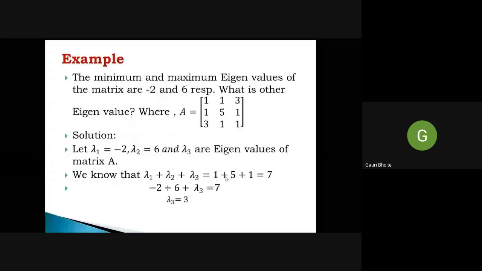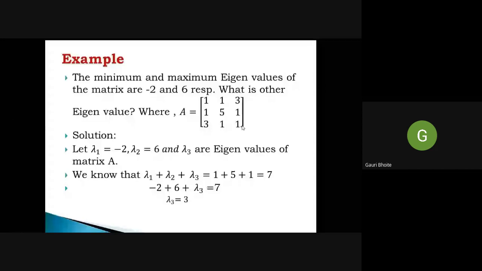Next example. The maximum and minimum eigenvalues of a matrix are: minimum is -2 and maximum is 6. What is the other eigenvalue of the matrix A, given as 1, 1, 3; 1, 5, 1; 3, 1, 1? Again we are using the same formula.